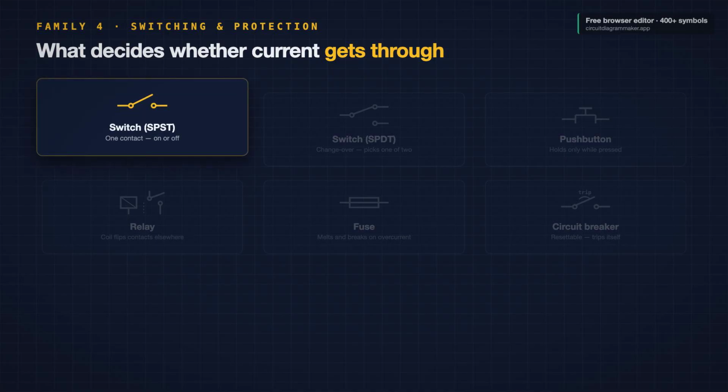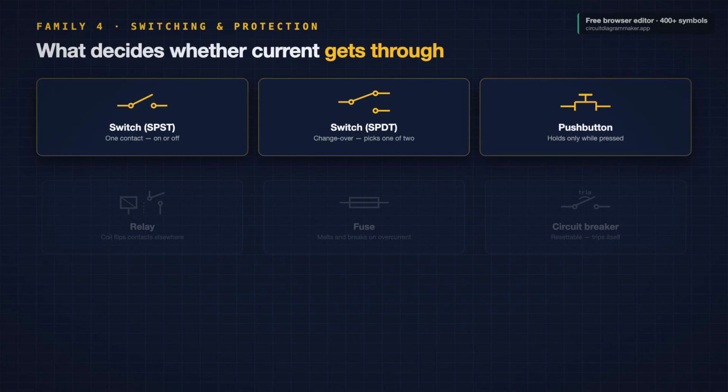Family 4, switching and protection. These open the path on purpose or break it in an emergency. The simplest is the SPST switch, single pole, single throw. A lever that lifts off one contact. On or off, nothing more.